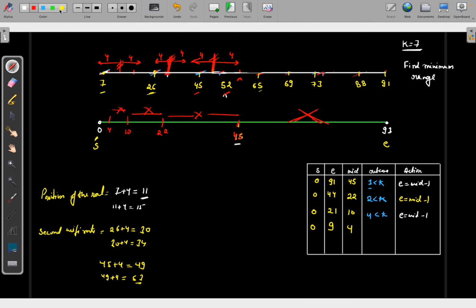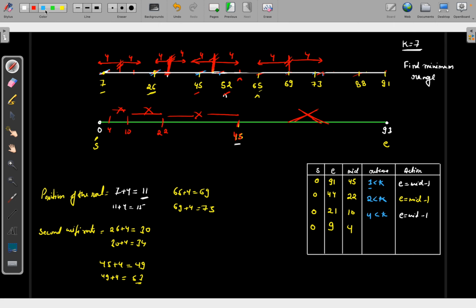What will the next Wi-Fi installation be? 65, because these are done, right? 65 plus 4 will be 69, and the range will be 69 plus 4, that will be 73, right? So my Wi-Fi will be at 69, and the range will be minus 4 here, plus 4 here, it will be 73. Okay.